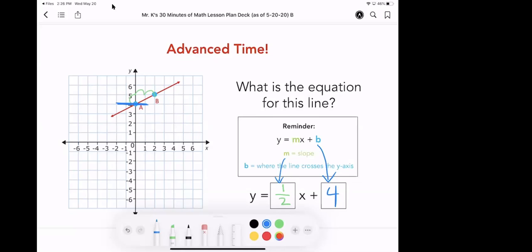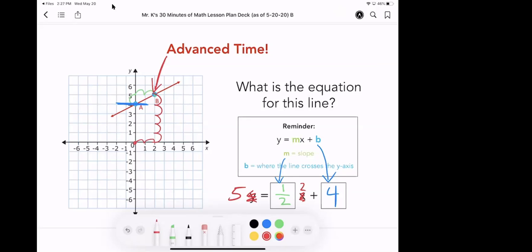And here's what's super cool about that. Let's check if that's right. Look at point B right there. Well, point B, the x coordinate is 2, because we're going across 2. So imagine I replaced this x with a 2, because that's our x coordinate. And our y coordinate, 1, 2, 3, 4, 5, is 5. So let's see if this works.